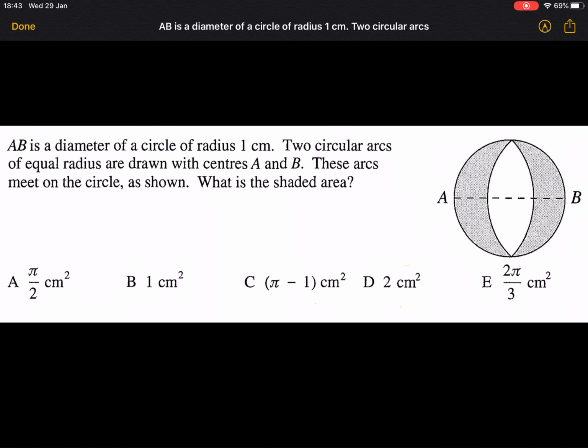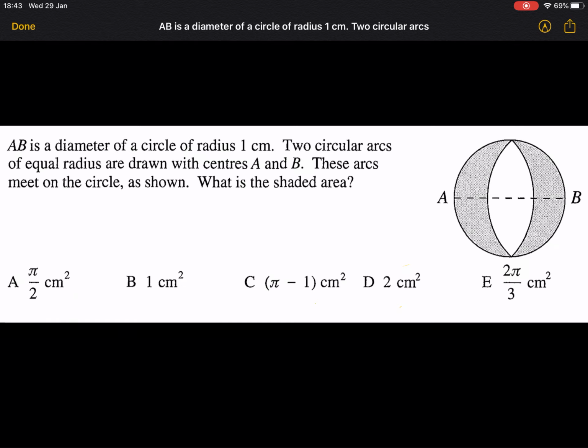Today we're doing another UKMT question. So the question is, AB is the diameter of a circle of radius 1. Two circular arcs of equal radius are drawn with centres A and B. These arcs meet on the circle as shown. What is the shaded area?